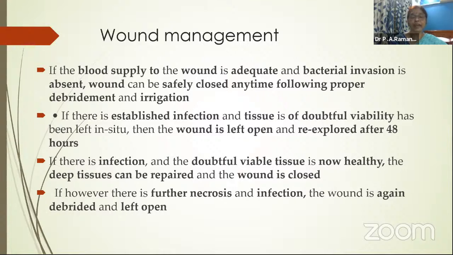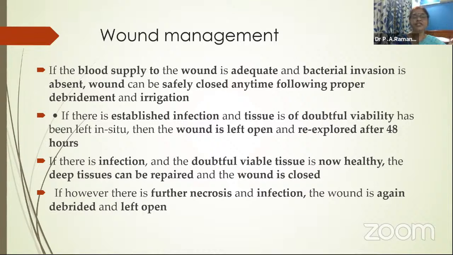But if there is infection after 48 hours, you have to leave it open and let it heal by secondary intention. So primary intention is by suture closing. Secondary intention is leaving it open for granulation tissue formation. Delayed primary intention is exploration of the wound after 48 hours, looking for any doubtful viability or infection. If it is not there, you close the wound. Now, till when can you do a primary closure of the wound?